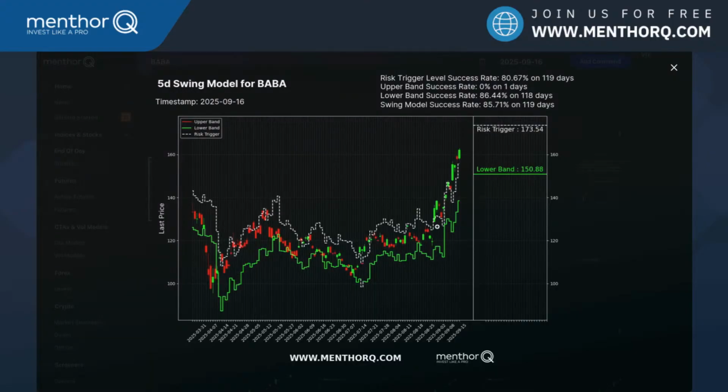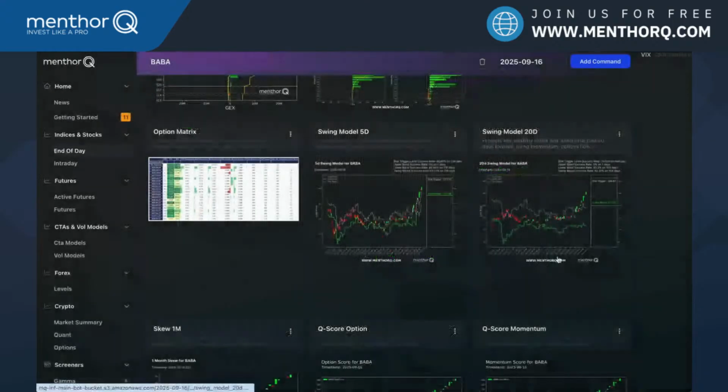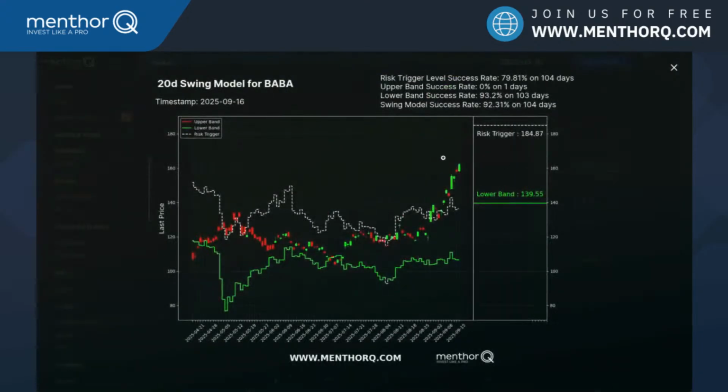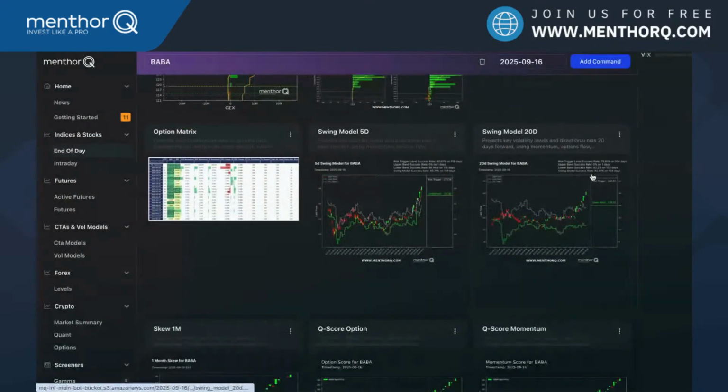So again, if you did a really nice long here and you're hitting this level, are you going to keep chasing the move? Are you going to look for a home run, or are you going to take profit and manage your risk and manage your profit, right? That's what this model is telling you. And we do this model on 5 days and 20 days, right? So these are the levels for the next 20 days. Again, 184 was respected on 79% of the days. So very, very important piece of information.